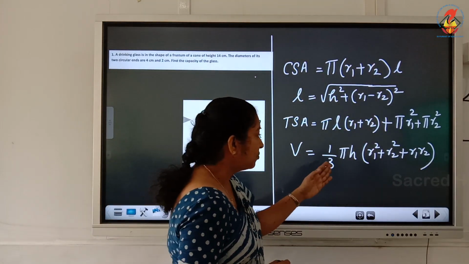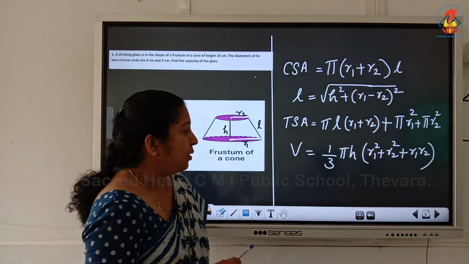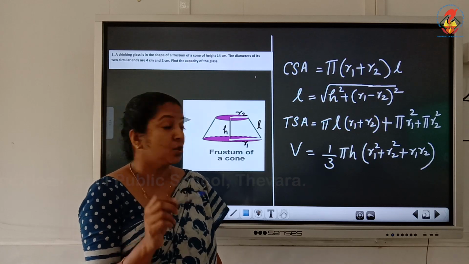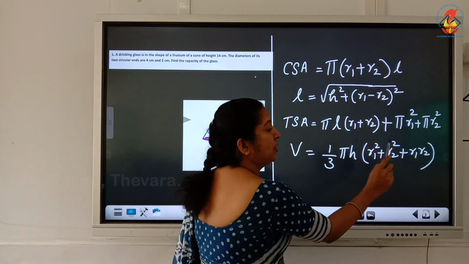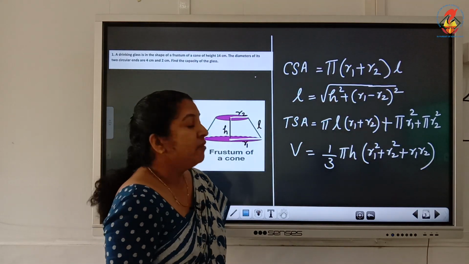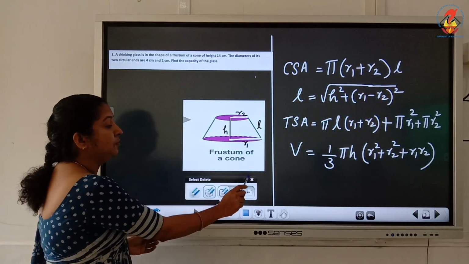Then volume. Volume is 1 by 3 pi h into R1 square plus R2 square plus R1 R2. For a cone it is 1 by 3 pi r square h. Here instead of r square what we have is R1 square plus R2 square plus R1 R2. You have to learn all these formulas by heart. Then we can start doing the first problem.